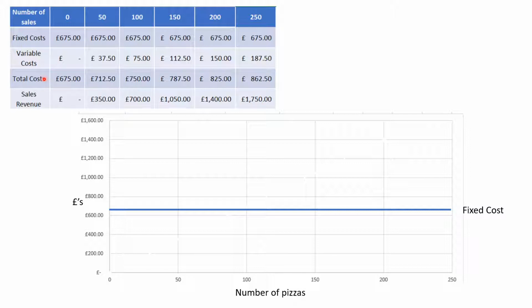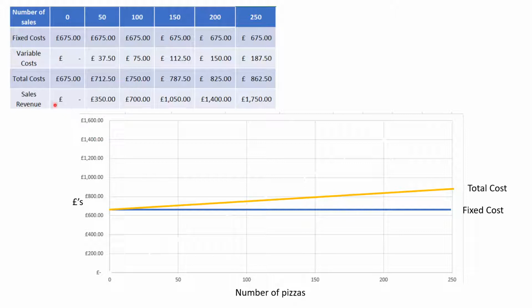Our next one is the total cost, and this will start at the 675 where it joins the y-axis. So here we go. Here is the total cost line, and we are going to label it up now.